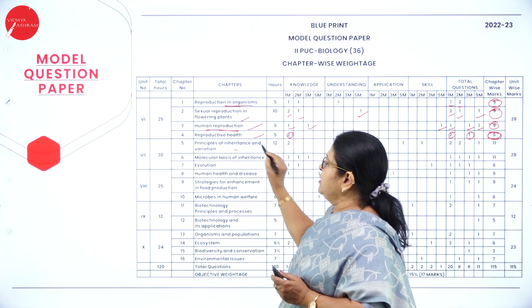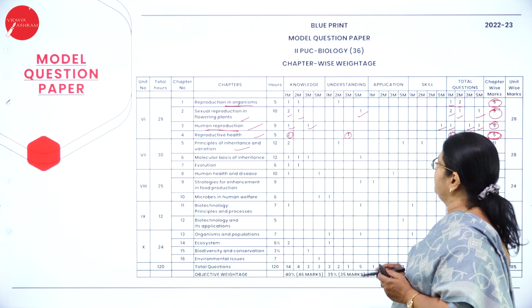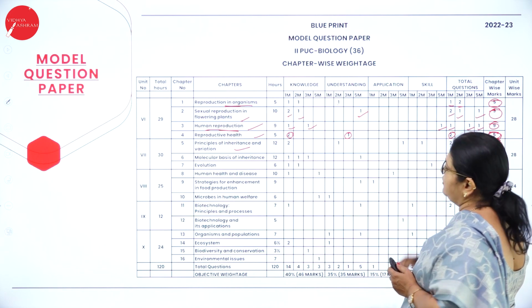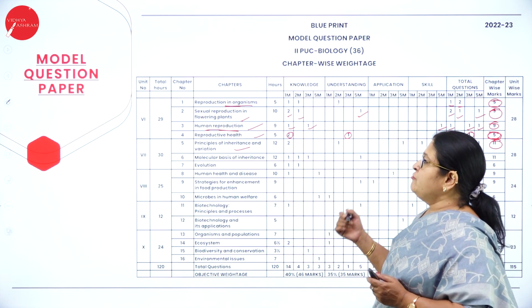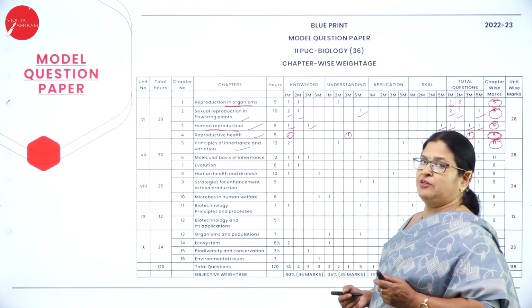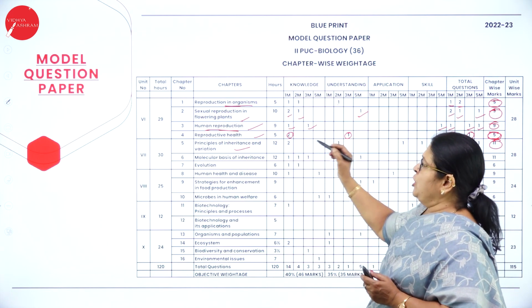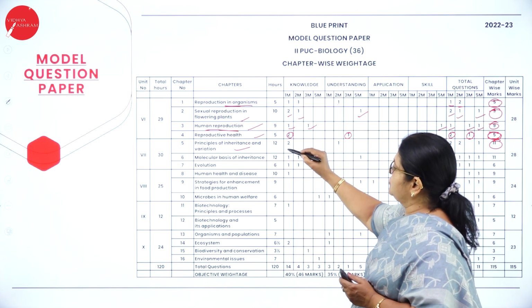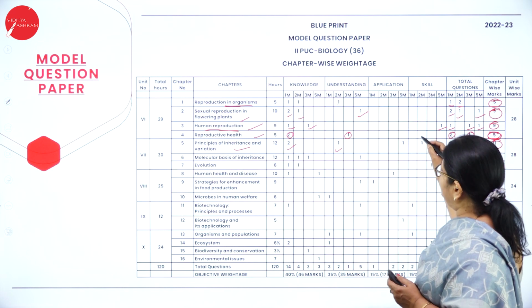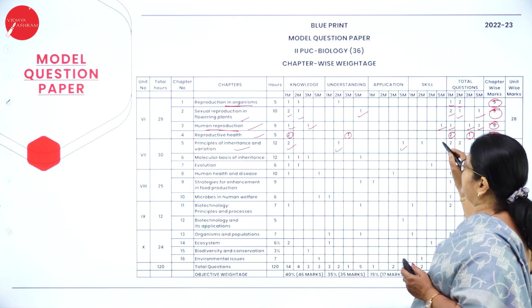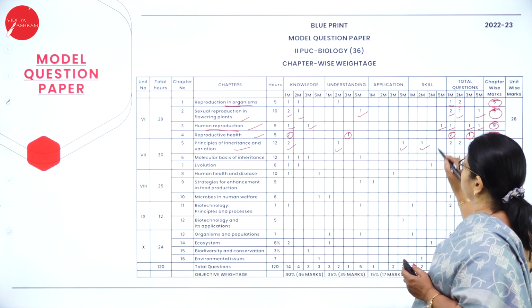Chapter 5, called principles of inheritance and variation, has a weightage of 11 marks. So what are the types of questions that are going to appear from this particular chapter from the examination point of view? Knowledge based, that is 1 marker question 2, understanding 2 marker question 1, and application 5 marker question 1, skill based it is 2 marker question 1.